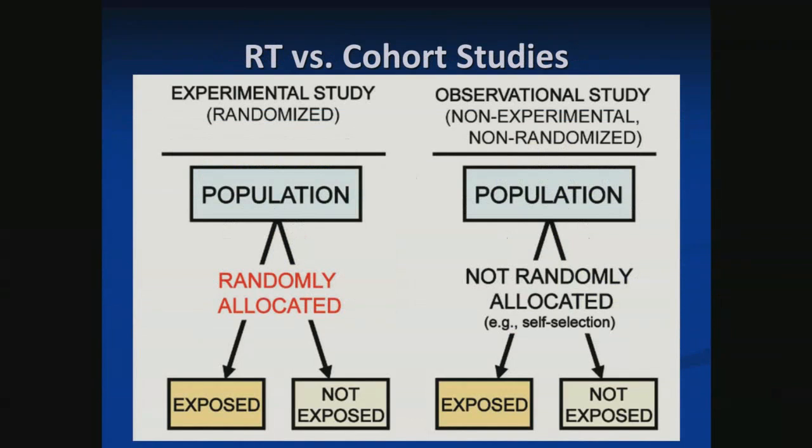Now, if you just want to put it side by side with a randomized trial to get a better idea: in both cases, the experimental study and the observational study, which is non-experimental and non-randomized, we have not randomized people to exposure or non-exposure. This is real life, they randomize themselves, hopefully. You start with the population, you randomly assign them to a treatment or exposure. In the observational study, the cohort study, they're self-selected to this exposure.